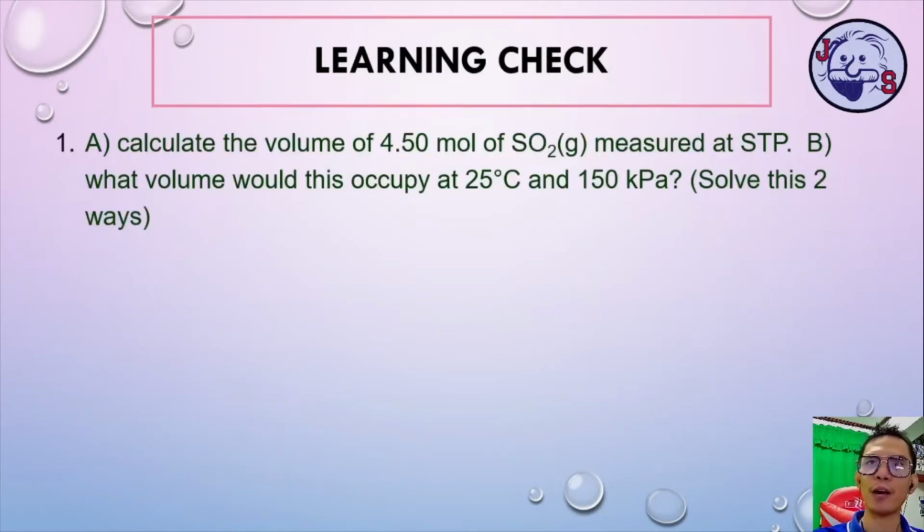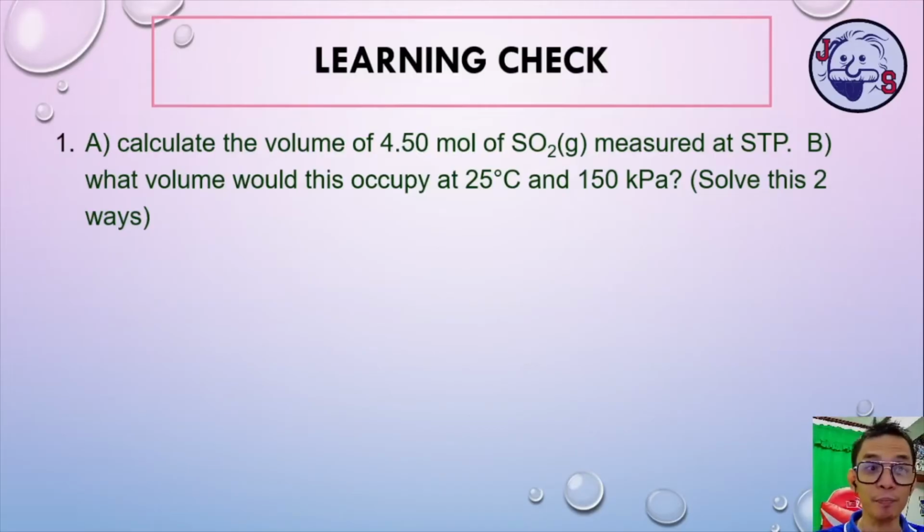Now we have the second sample problem for the ideal gas law. In this sample problem, we are dealing with two sets of problems. The first one is to calculate the volume of 4.5 moles of sulfur dioxide measured at STP. And on letter B, what volume would this occupy at 25 degrees Celsius and 150 kilopascal? Solve this in 2 ways.